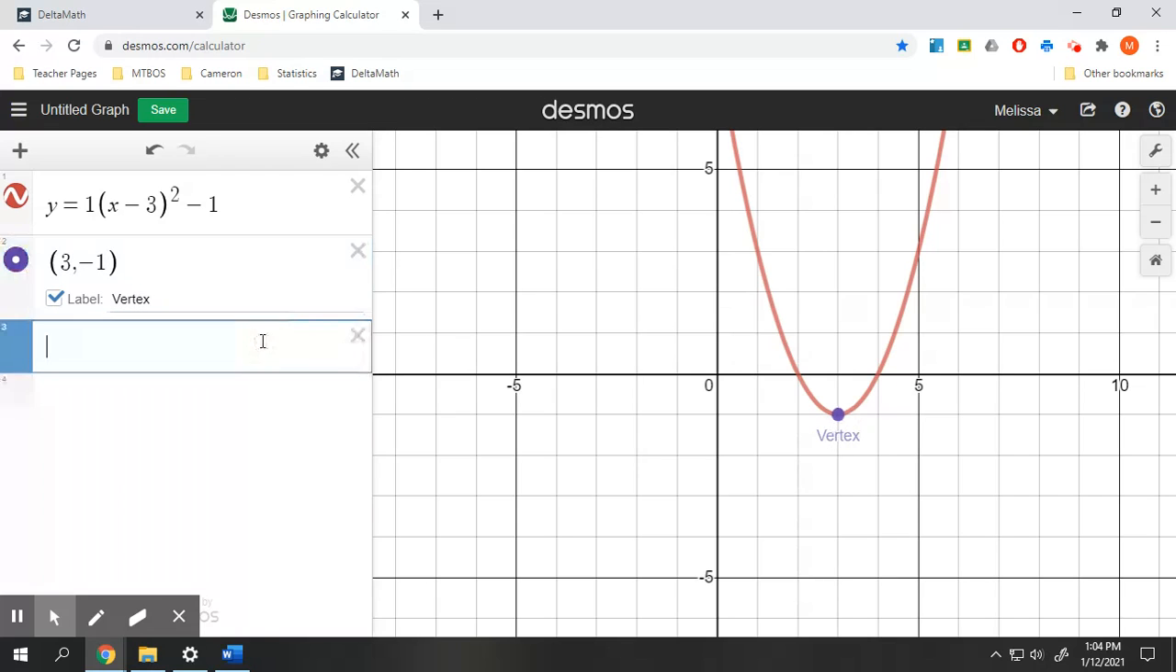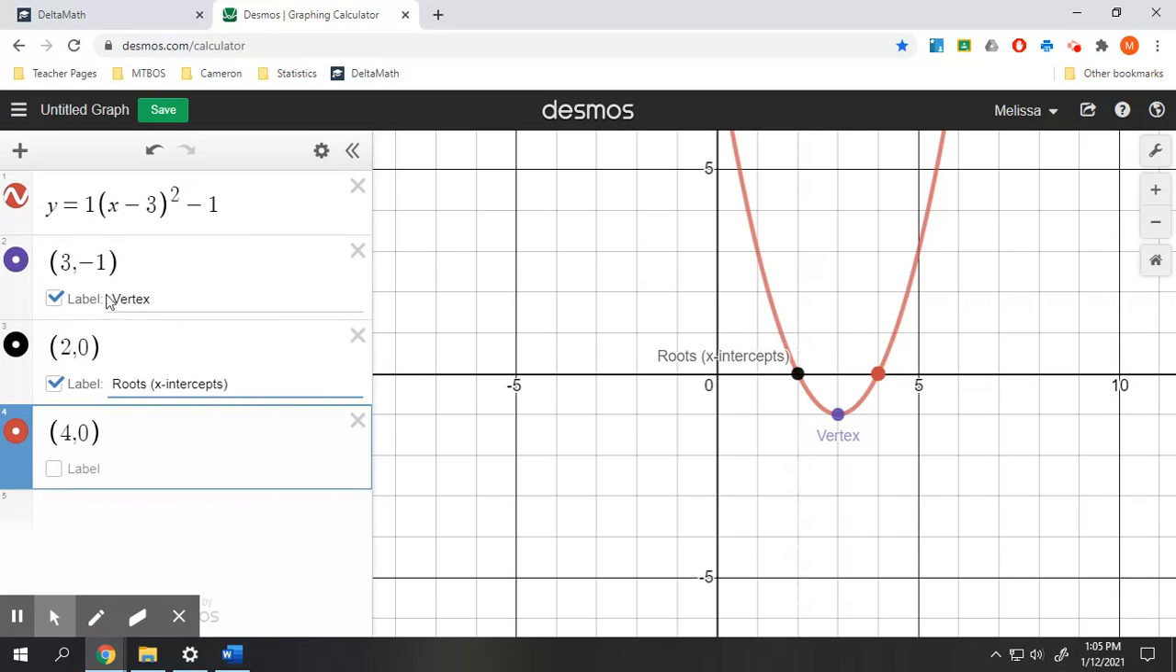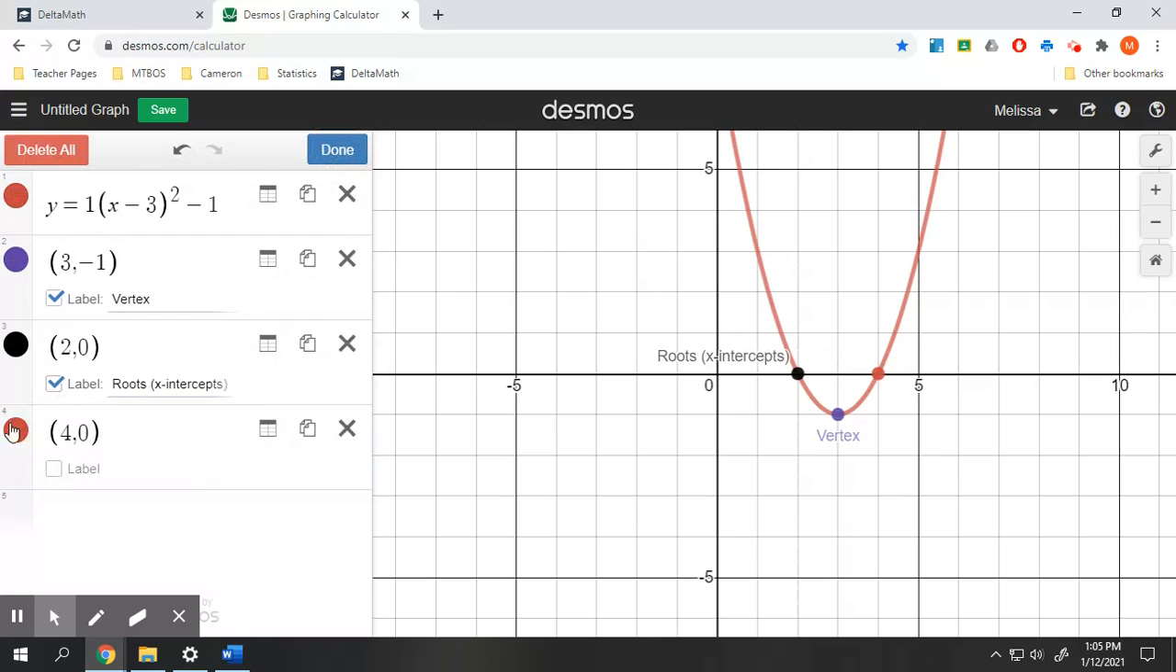Now, we do have two x-intercepts. We have (2, 0) and (4, 0). These are our roots, or we could also call these x-intercepts. Once we get into actual equations, we will talk about how those are also our solutions if we have that equal to 0.